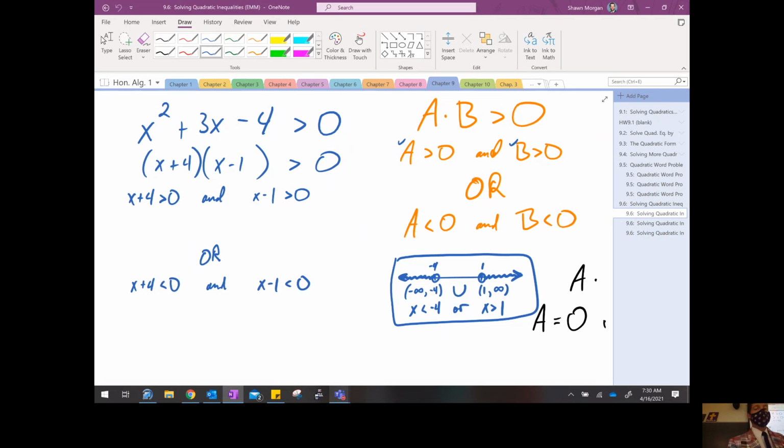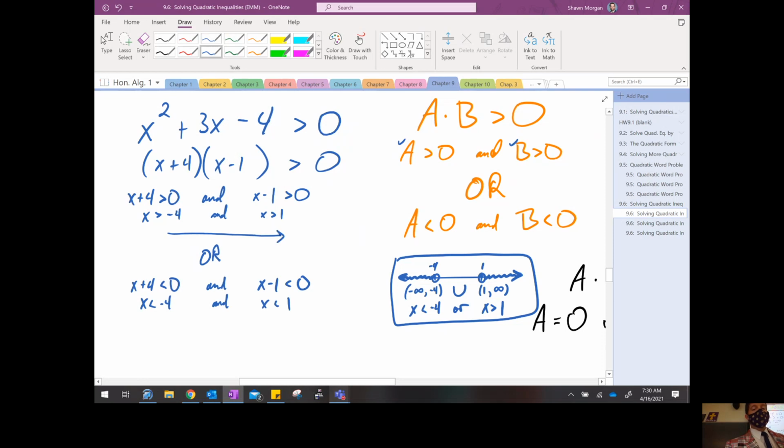Okay? Now we can do, as Andrew was doing, we can subtract 4 and we can add 1 to both sides. Let's go ahead and do that all 4 times. So what do we end up with? We end up with x is greater than -4, and x is greater than +1. Down here, x is less than -4, and x is less than +1.